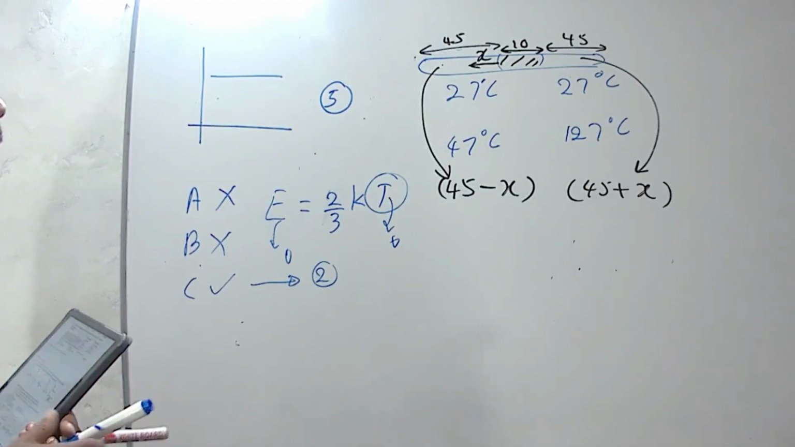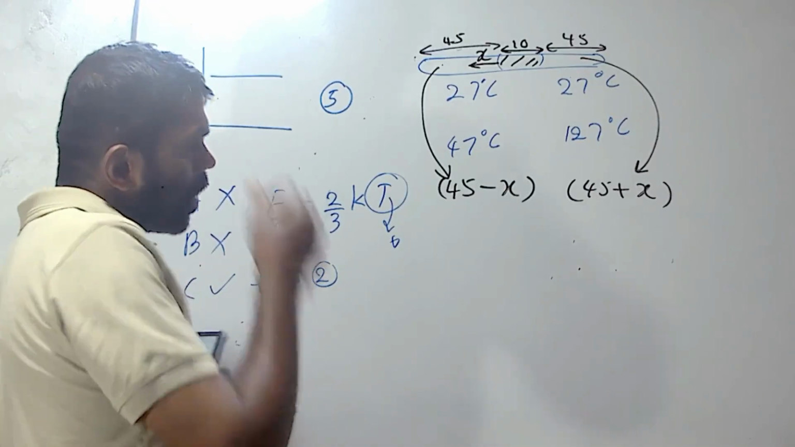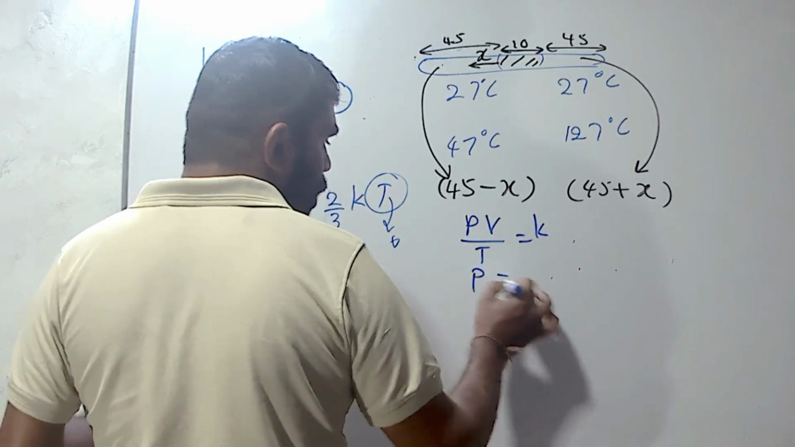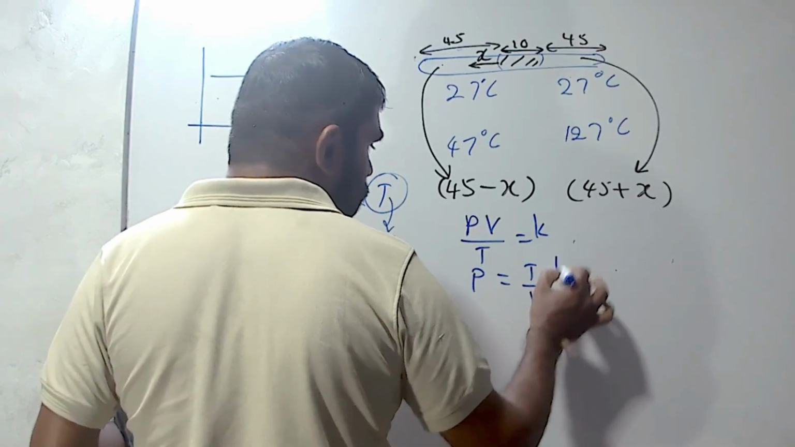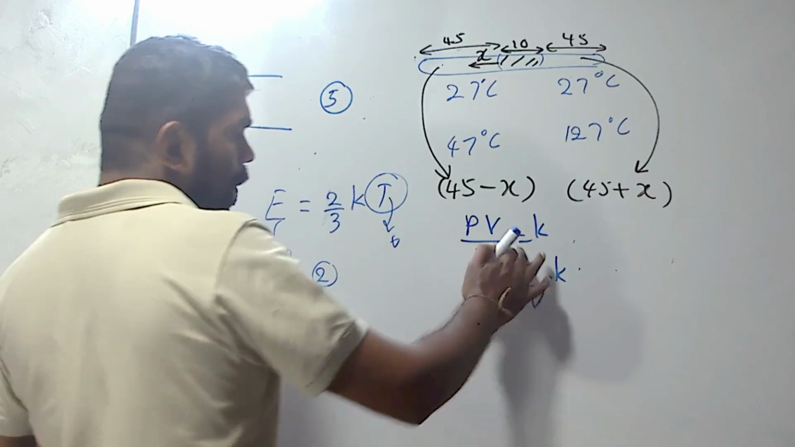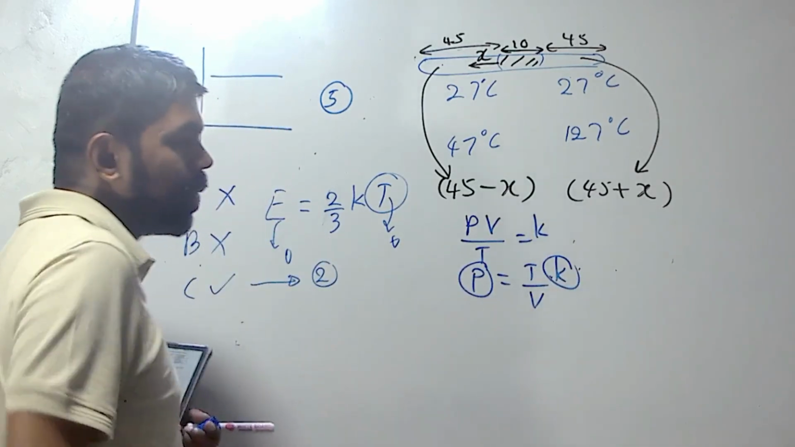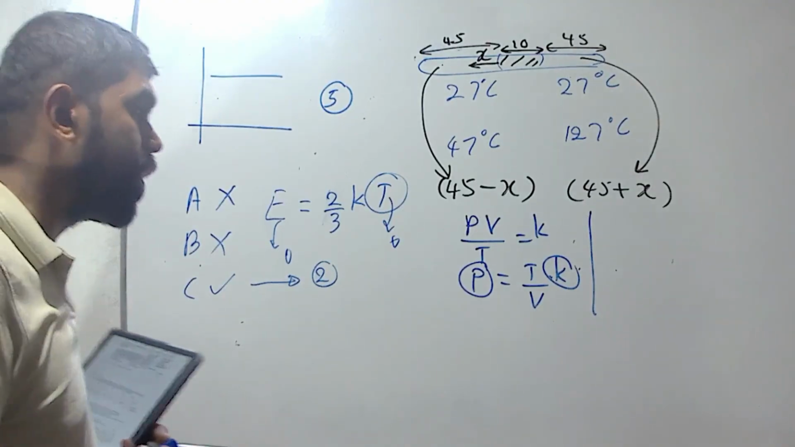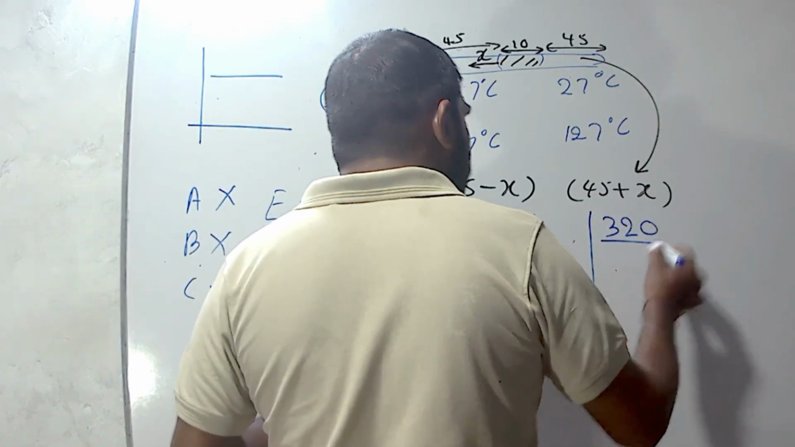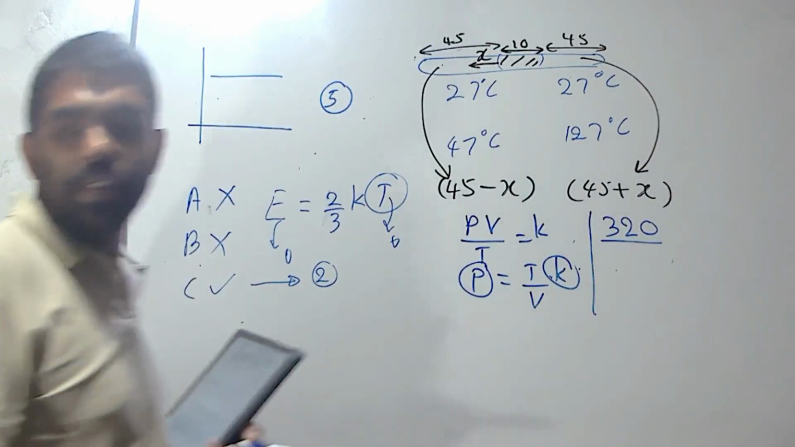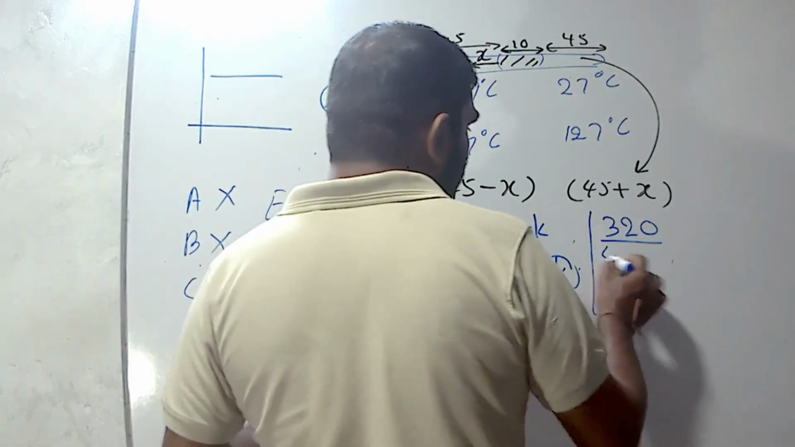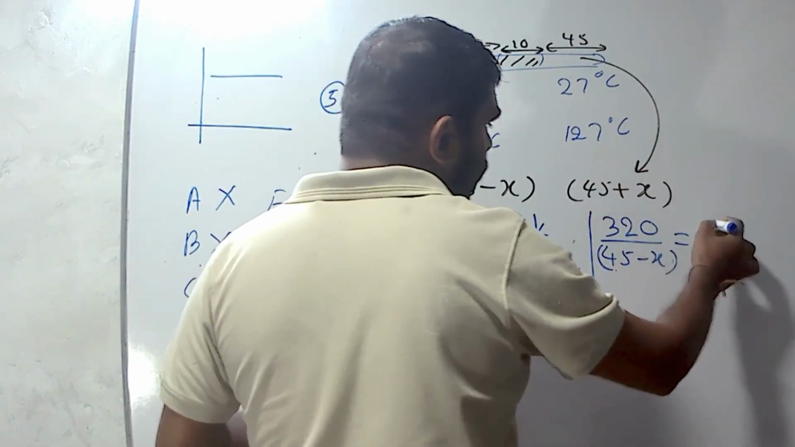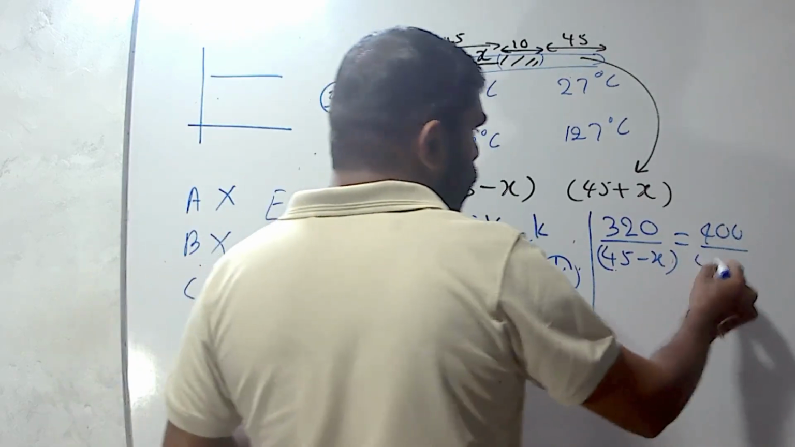Then we can say there is the same pressure on both sides for the final situation. We know that PV over T is constant. Then we can write P equals T over V times a constant. There is the same pressure, therefore T over V value is constant. Temperature for the final situation is 47 degrees Celsius. We can convert it to Kelvin, 320 Kelvin. Divide by volume. We know that volume is directly proportional to the length. Then length 45 minus x should be equal to, with temperature on this side 127 degrees, 400 Kelvin, divide by 45 plus x.